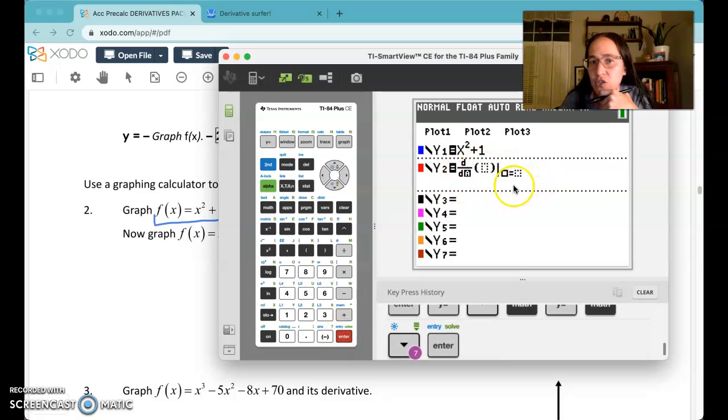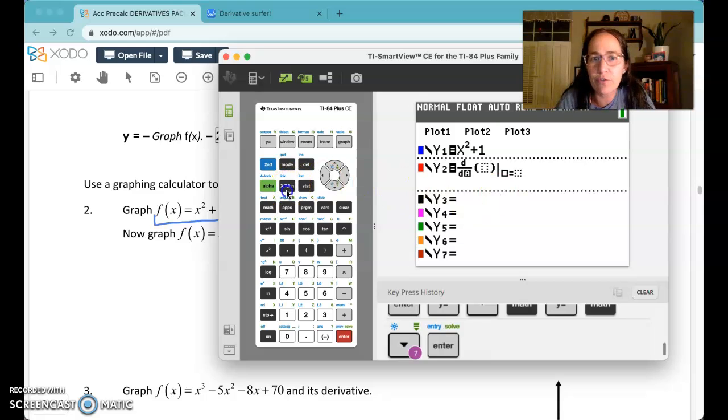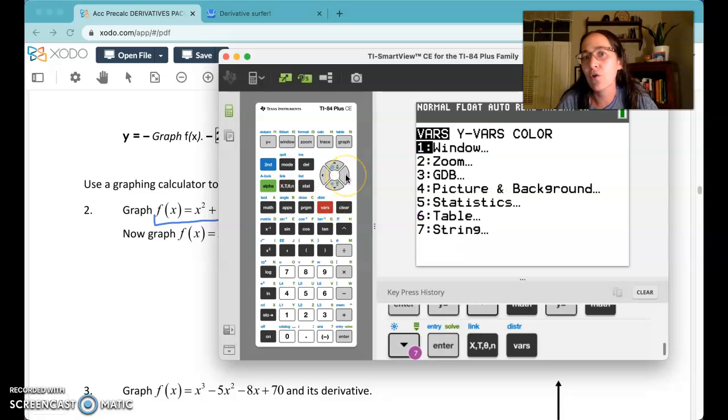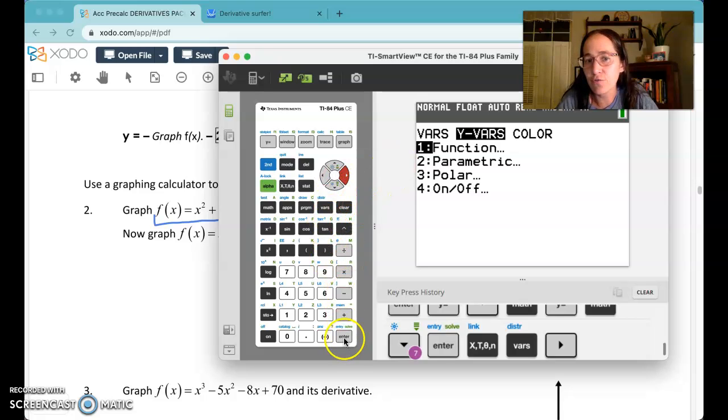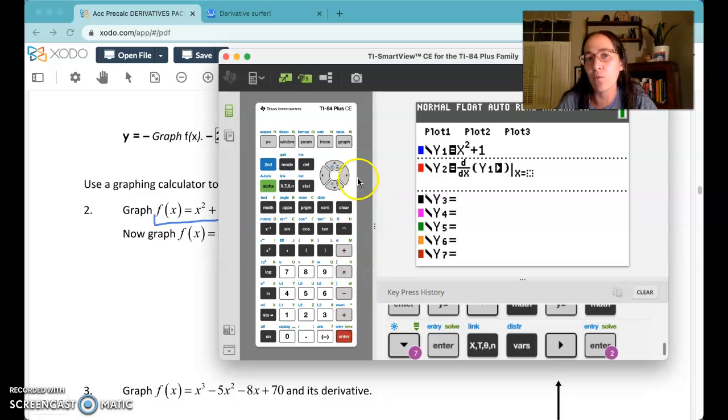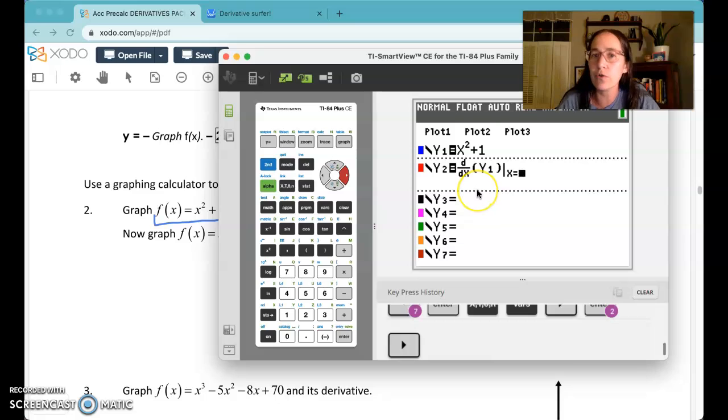I get that same notation here, but I'm going to set up my y2 so that it will always graph the derivative of whatever equation I have typed into y1. So it's still the derivative with respect to x, d dx. You could type in x squared plus 1, but why don't we set it up so it gives us whatever we have typed into y1? I'm going to use the variables key for this. I'll hit vars, right next to the clear key, go to y variables, and hit enter for function, because I want a function. Which function do I want? I want what I've typed into y1. So this is a nice setup. It will graph the derivative of whatever is in y1.